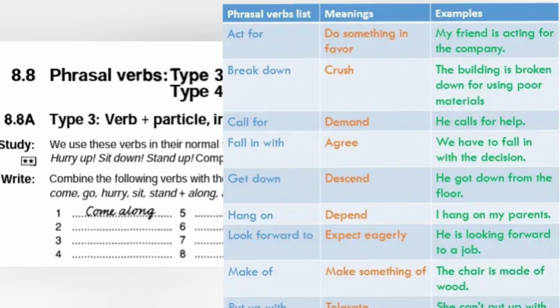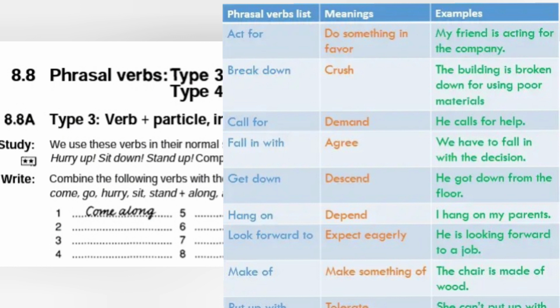So let's have a practical case. Combine the following verbs with the following particles in different ways. You have the verbs come, go, hurry, sit, stand, plus along, away, down, in, up. Example, come along. So you combine these.